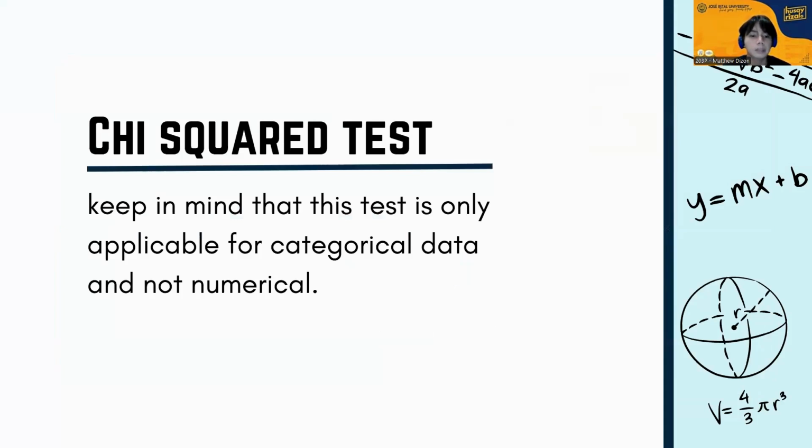Also, keep in mind that this test is only applicable for categorical data and not numerical. Selections like dog breeds, car types, movie genres, educational achievement, male in comparison to female, and etc., are examples of categorical variables. The main sources of this kind of information are questionnaires and survey results.